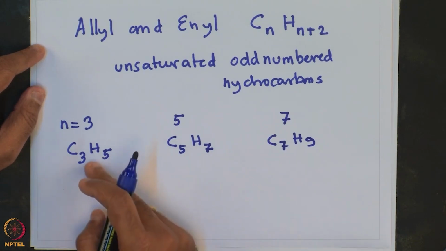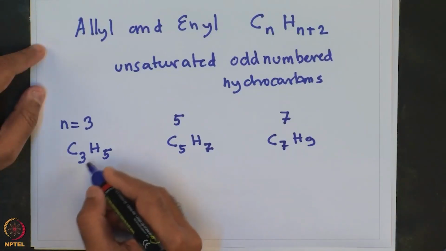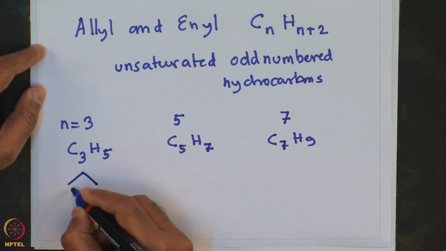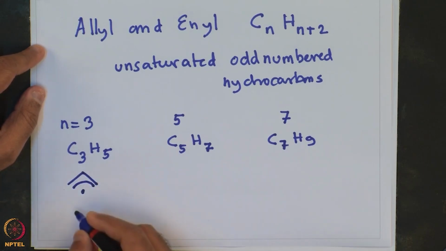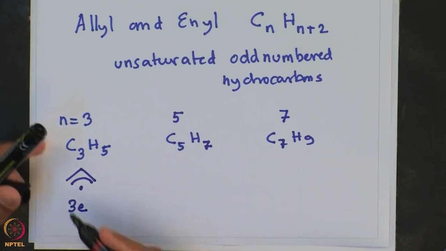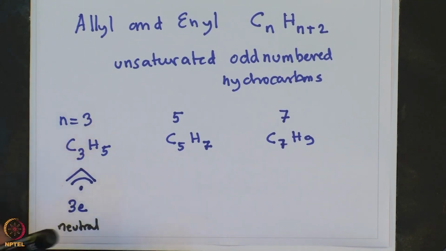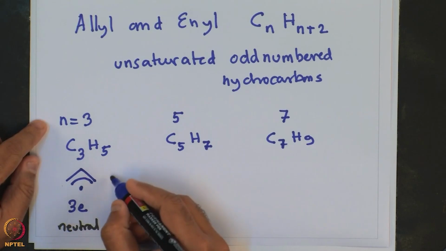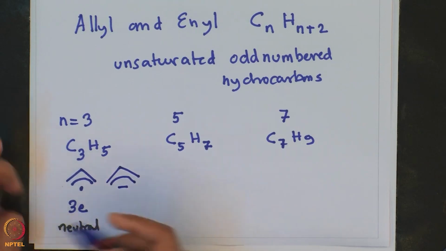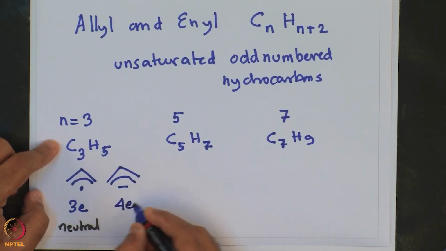Now, these ligands can exist in neutral form or charged form. The charged form can be anionic or cationic. I will illustrate some of the diagrams over here. For example, in the neutral form, C3H5 can exist as a 3-electron donor. In the anionic form, C3H5 exists as an anion, so this is a 4-electron donor.